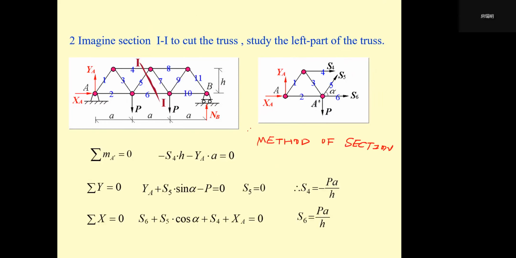So this method is very smart and very useful, but in some cases it depends. Is this the best method we should use? It depends, according to the problem you encounter. Maybe you cannot find a proper section which can expose all the internal forces of the member you are asked to calculate. But anyway, you should know the principle of this kind of method.